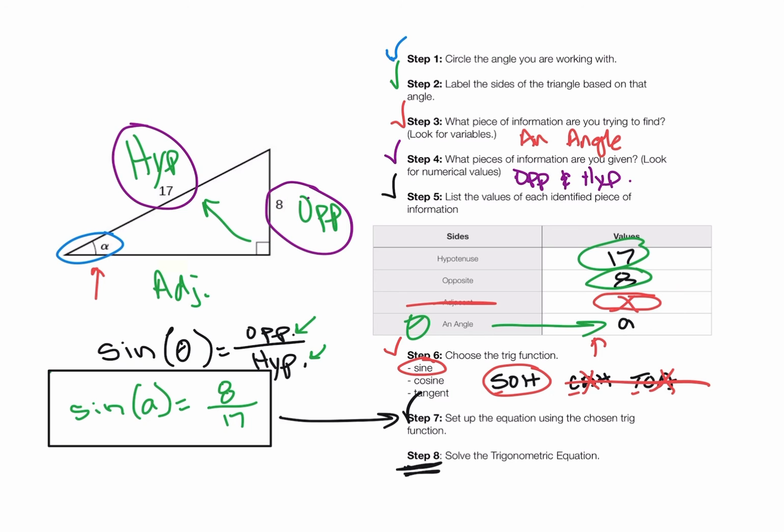And step 8 is all about how do we solve a trigonometric equation, which is different when you have a missing angle. So we're going to pause here and we're going to practice steps 1 through 7 for how do we set up our trigonometric equation. And in the future, we will practice step 8, where we talk about trigonometric inverses to solve for missing angles.